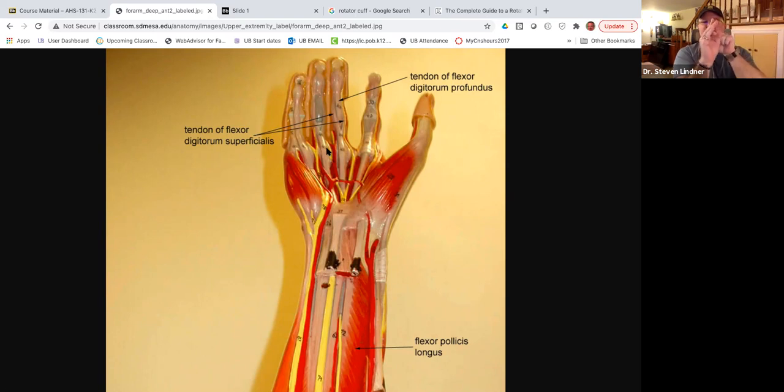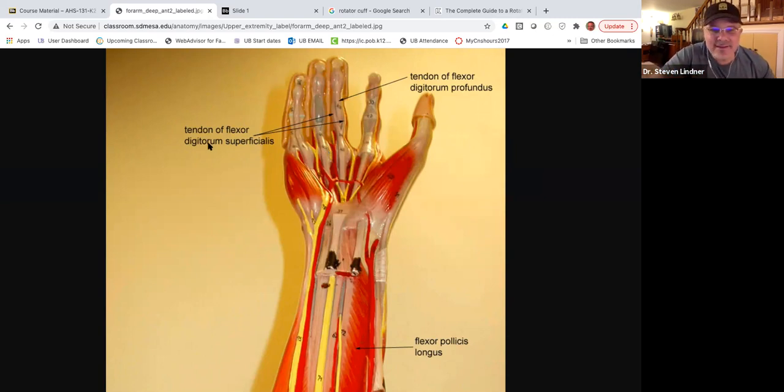And then it crosses over, and remember you have a proximal, middle, and distal phalanx. The flexor digitorum profundus crosses all of these and inserts on the distal phalanx. So that means it can flex the metacarpophalangeal joint at the knuckle. It can flex the proximal interphalangeal joint, the PIP joint, and it can flex the distal interphalangeal joint, the DIP joint. So the flexor digitorum profundus can flex the wrist, it can flex the MCPs, it can flex the PIP and the DIP.